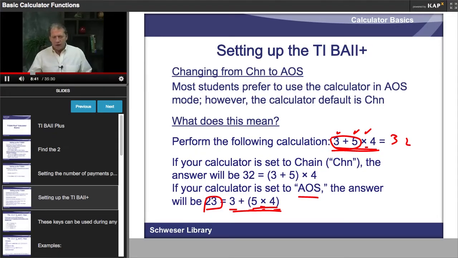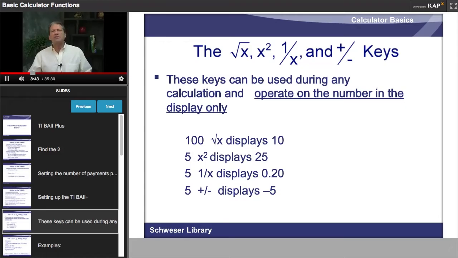Okay, so once we've got our calculator set up, now let's take a look at some of the keys on there. The reason I've got these 4 keys separated out here is because these keys all operate on the number in the display before it does anything with it. And I'll show you an example of that.